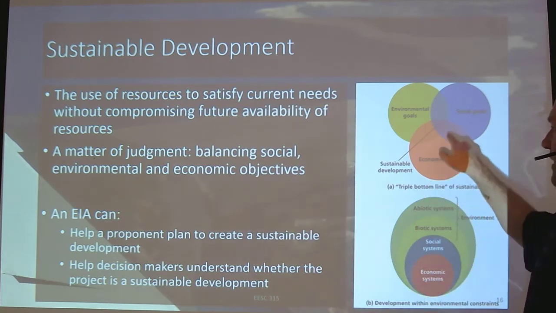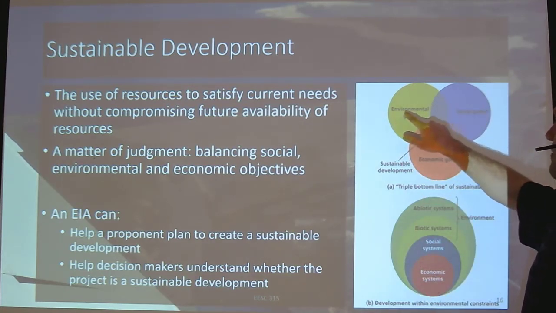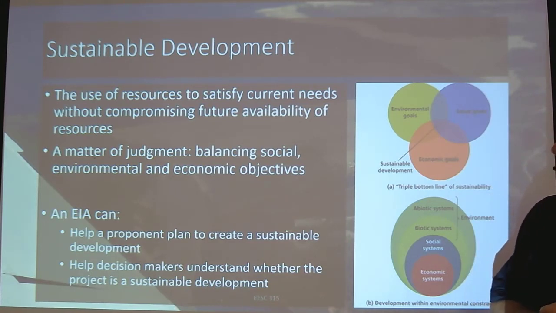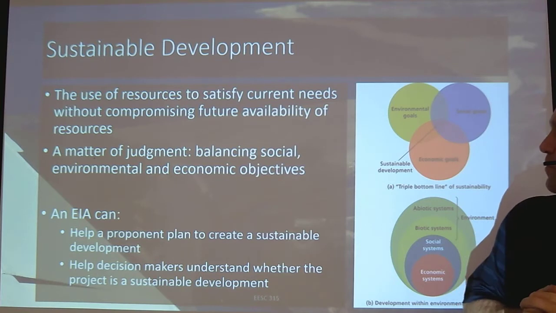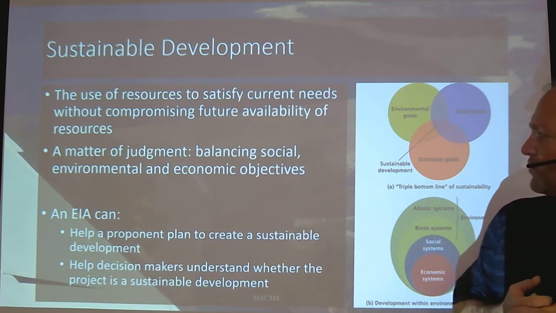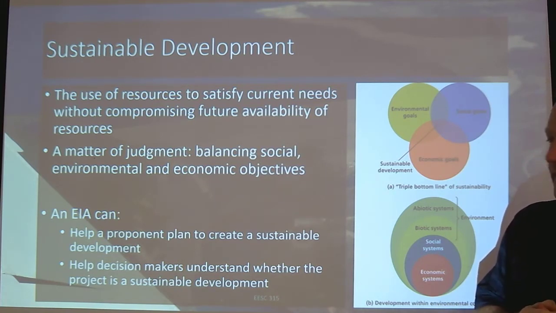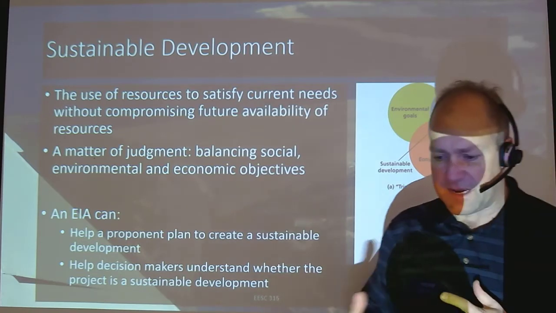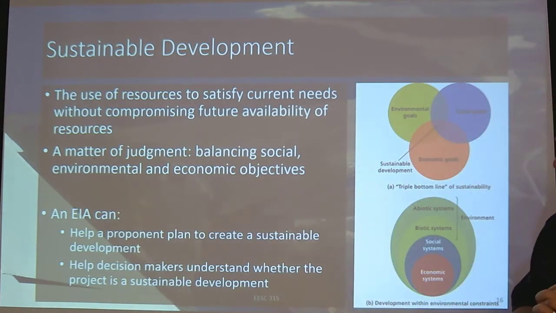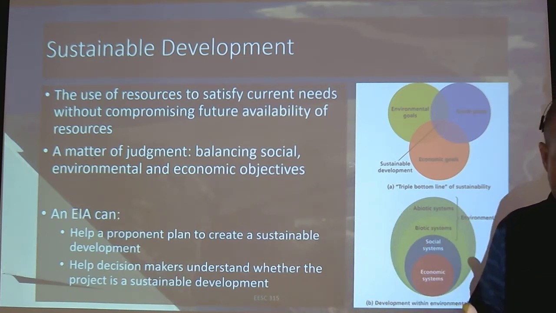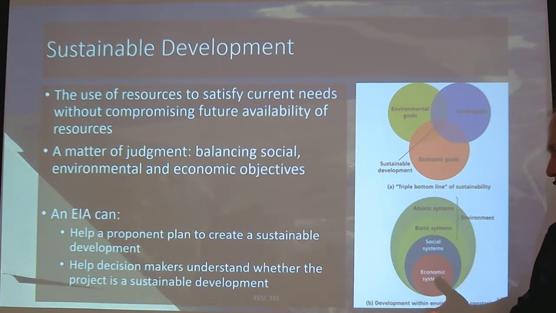It's also defined as triple bottom line, in other words, environmental, social, and economic goals. So, the use of resources to satisfy current needs without compromising future availability of those resources, or a matter of judgment balancing environmental, social, and economic objectives. Either way you look at it, they're quite different definitions, but highly complementary. And so an EIA needs to help the decision maker understand whether a project is sustainable.